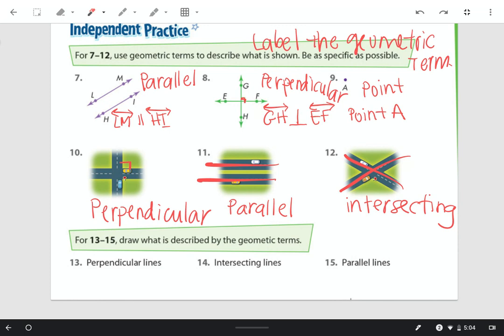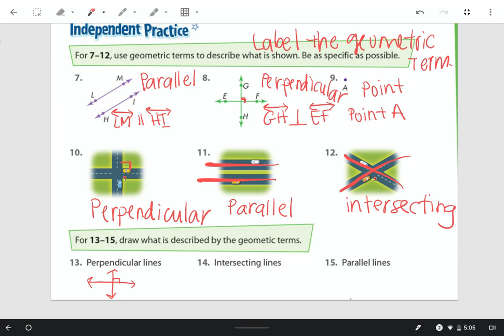All right, so now that you have done 13, 14, and 15 on your own, a perpendicular line, remember perpendicular are 2 lines that intersect, but they form a right angle. So remember, these are lines, so you should have your arrows at the ends. So perpendicular should look like this, with a square in one of the corners to show that it is a right angle.